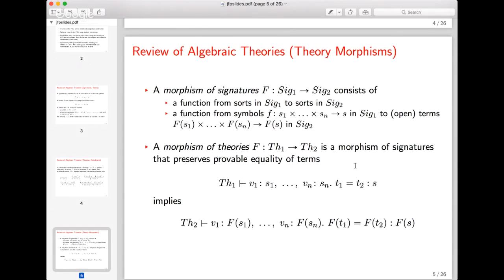So if you have f going from s1 times s2 to s, then that would go to an open term of type f of s1 times f of s2 to f of s. And then to have a morphism between the theories on those signatures is that provable equality must be respected. So that means if you have term 1 equals term 2 in signature 1, in theory 1, then you should have f of t1 equals f of t2 in theory 2.